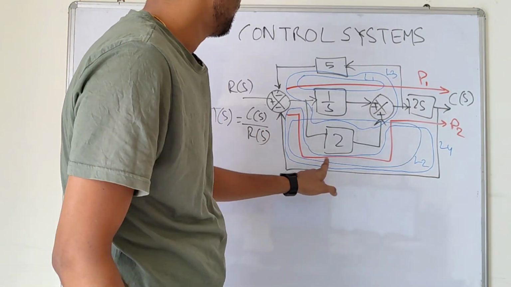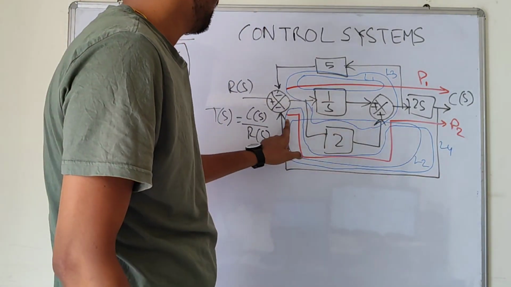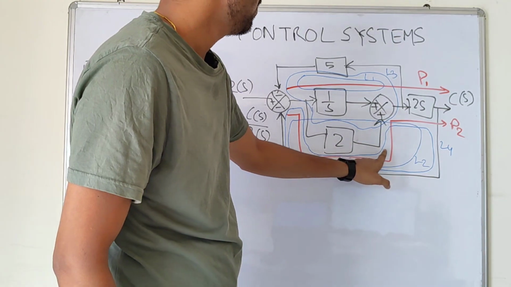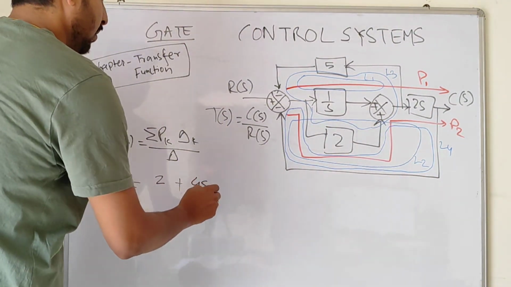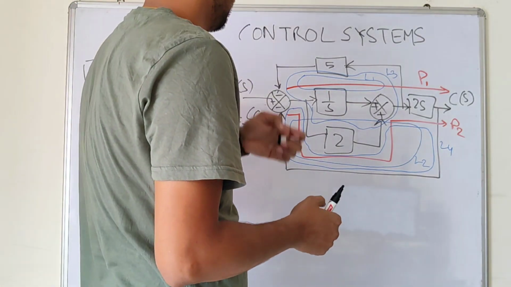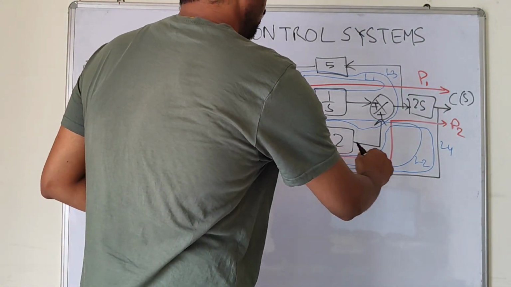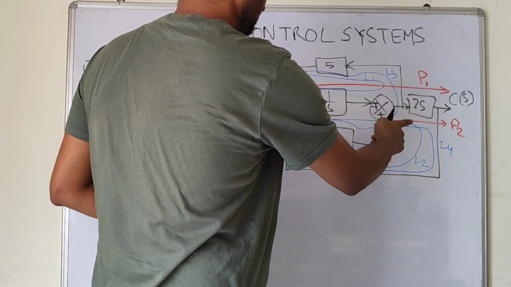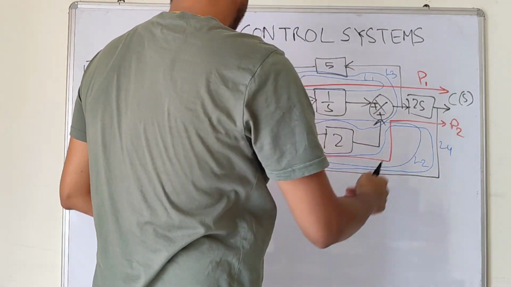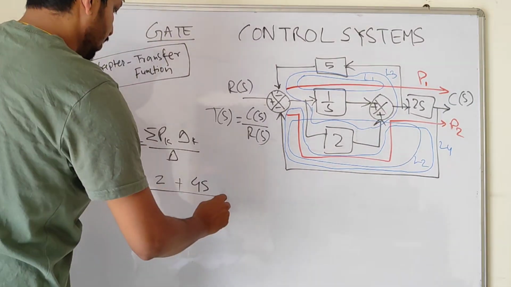What about path 2? Path 2 is this one, which is 2, 4s, right? And any loop it is not touching. It's going here and then here. So yeah, it's touching L1, L2, L3, and L4. So it's touching all the loops. So this is the numerator.